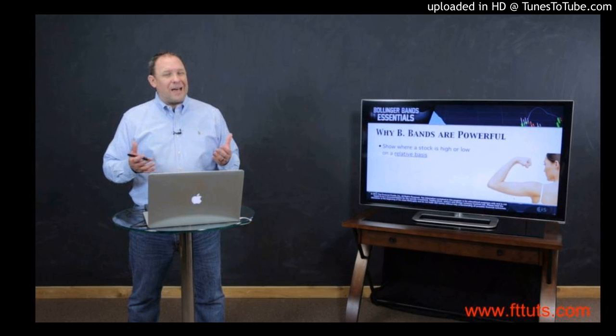Now, what we need to do is we need to go add the Bollinger Bandwidth. So again, we're going to come to the Study menu, and we'll go down to General. And then we're going to come over to Bollinger Bandwidth.